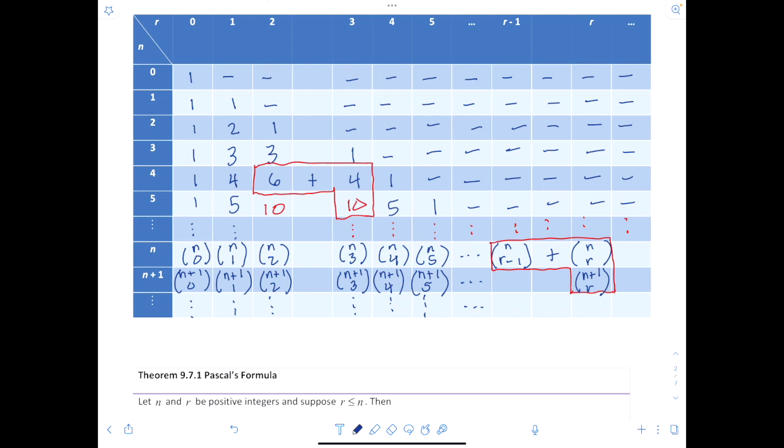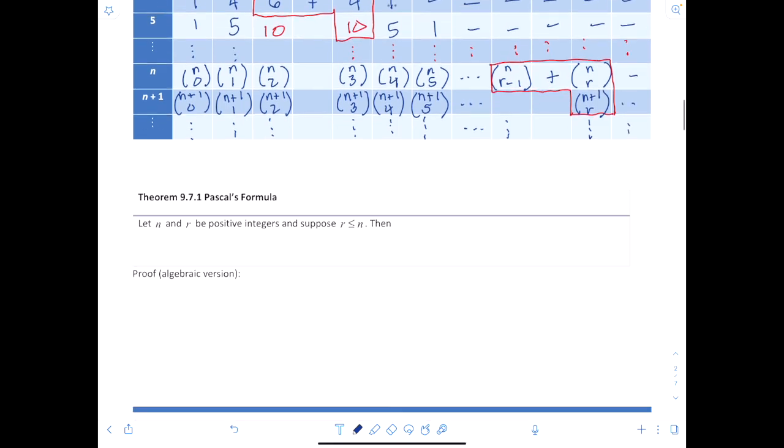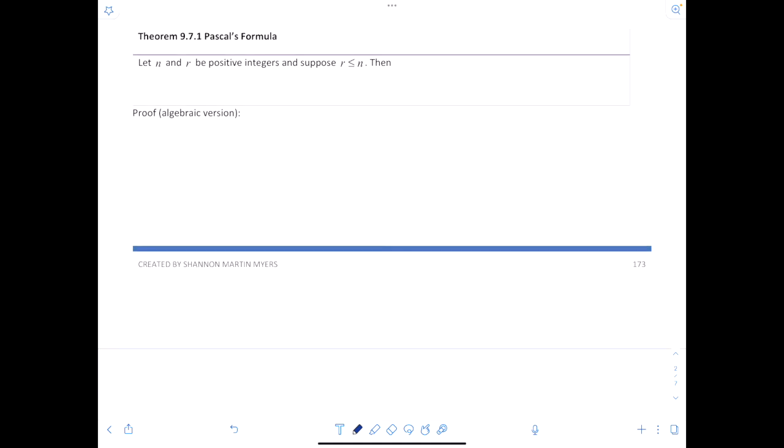In our proof of the binomial theorem, or binomial theorem, sorry, the Pascal's formula. All right, we'll prove that in Pascal's formula because that's what Pascal's formula is.